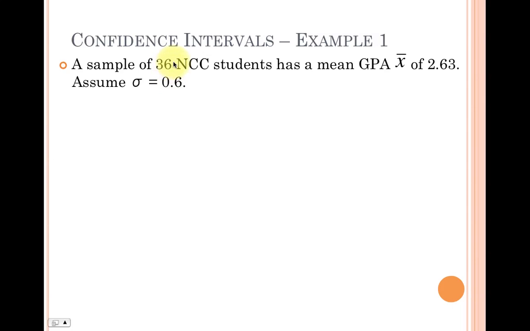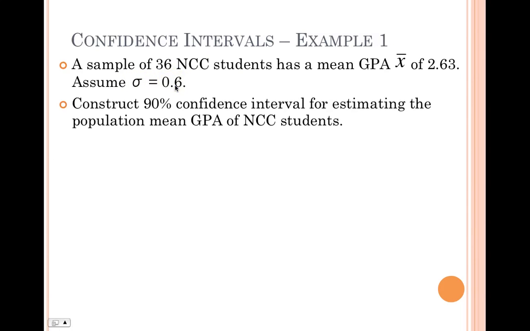You need to be told the sample size, you need to be told the sample mean, and you need to be told the population standard deviation. Okay? We're going to construct a 90% confidence interval for estimating the population mean GPA of NCC students.